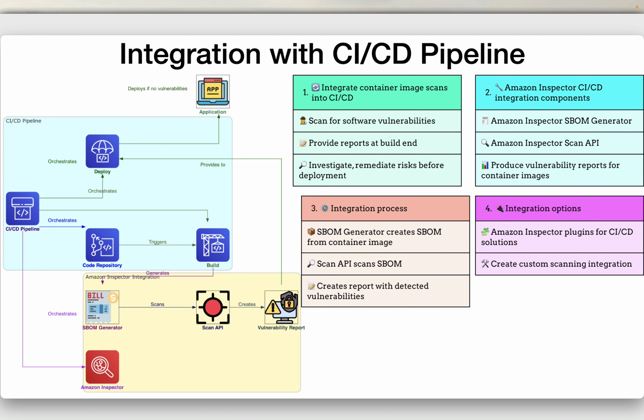So you can achieve a CI/CD integration with Amazon Inspector through the Amazon Inspector plugins, which are purposefully built for individual CI/CD solutions and available in their marketplace, or you can create your own custom scanning integration.